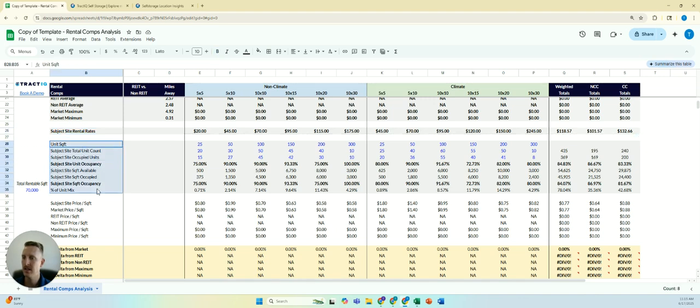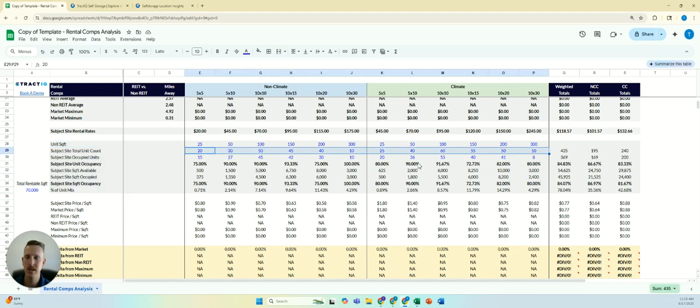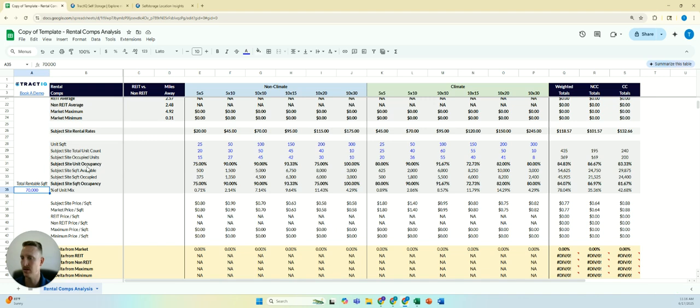This area is interesting. It'll give you more information on the subject property itself. So I've already input the total unit count of the subject property, and I've already input the total occupied units for each unit size for the subject property as well. This section will just basically help you understand how occupied each unit size is for Park Lane Storage, the property we're looking at today. So I've also input the total rentable square foot of the subject property as well.